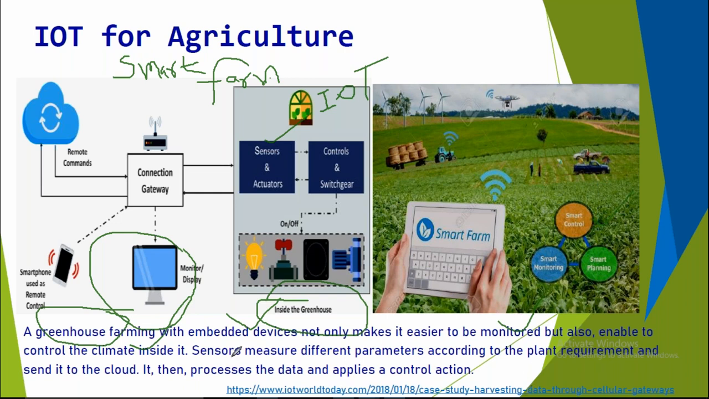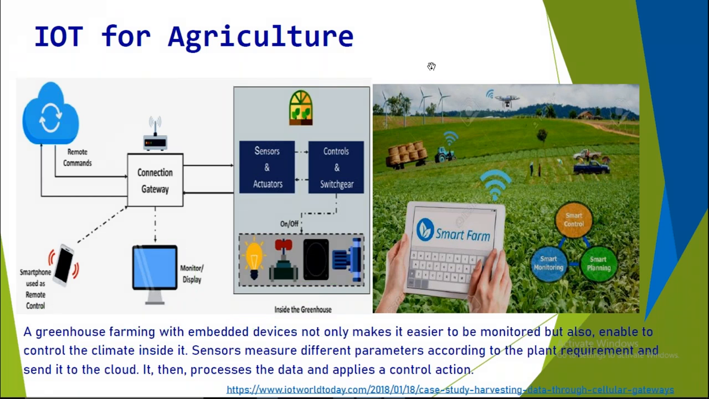Here all the sensors are IoT devices that measure different parameters according to the type of crop and the requirement of the plant. Then they process the collected data, and compare it with the past data or past experience data, then take a better decision. That's what greenhouse farming or smart farming is, the IoT application for smart farming.